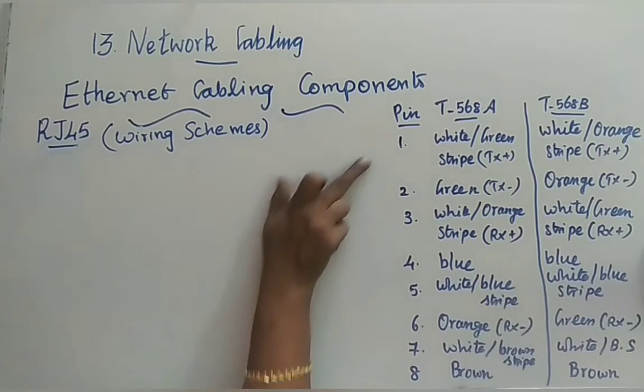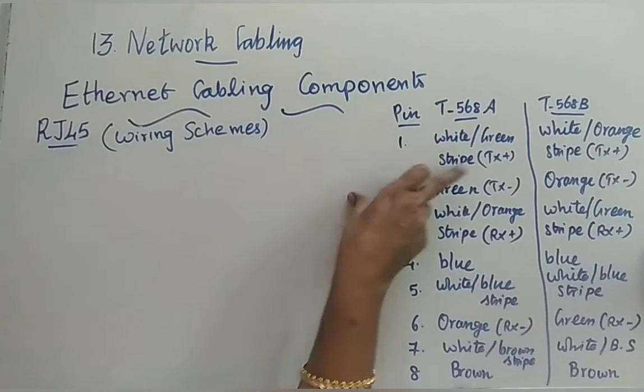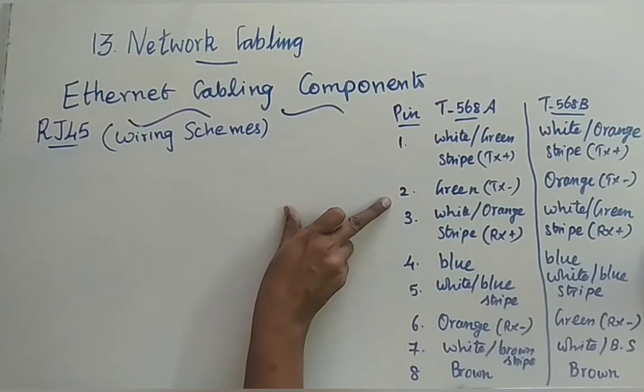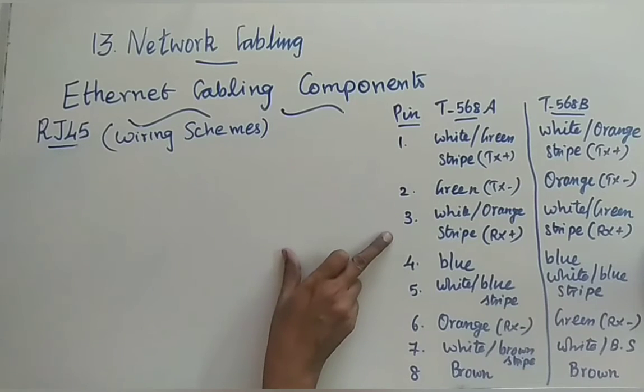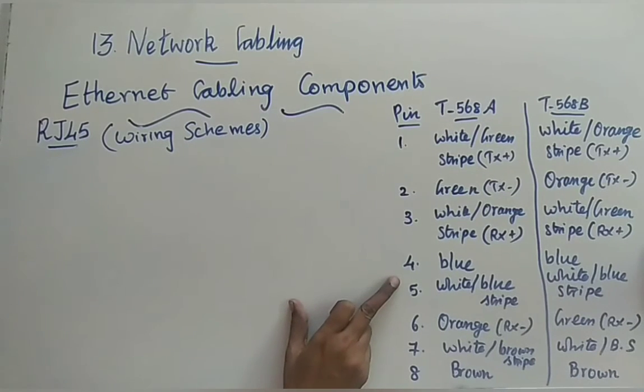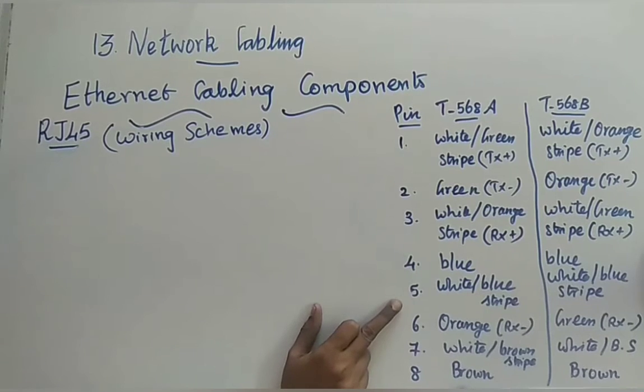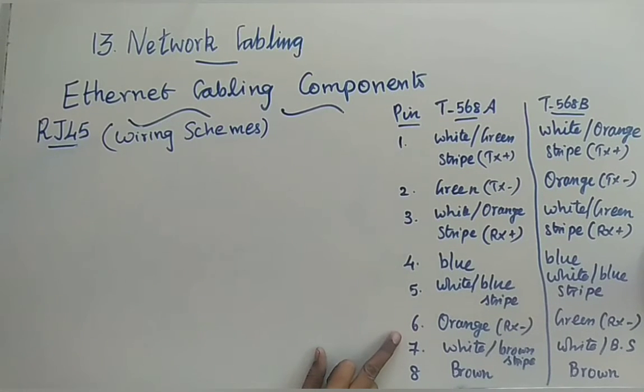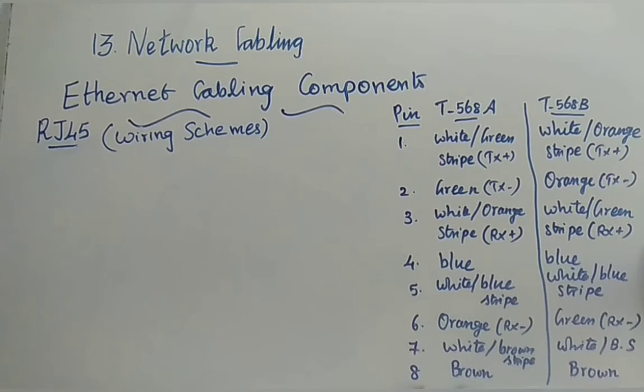So in the first pin, the color you insert is white green stripe, right? In the second pin, you have to go with a green color. Third is white orange stripe. The fourth pin must have the blue color wire. The fifth pin must have white blue stripe. The sixth pin must have orange color. The seventh has white brown, and the eighth pin has the brown color wire. So this is the way you do the configuration in T568A.